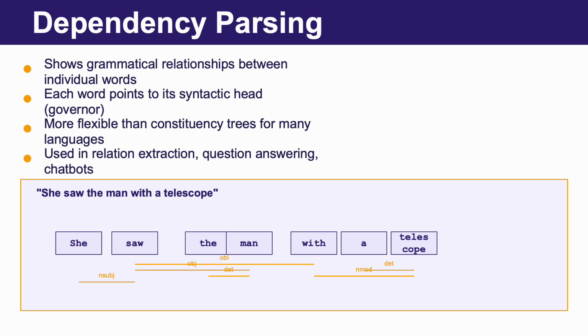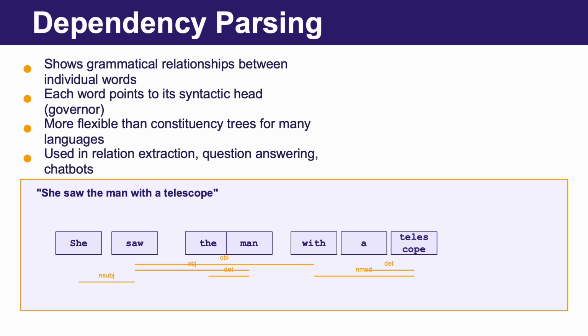Dependency parsing is popular for many languages because it handles word order variation more naturally than phrase structure parsing. Many languages allow much freer word order than English, and dependency relations stay the same even when the word order changes. Tools like spaCy use dependency parsing as their primary structural representation.